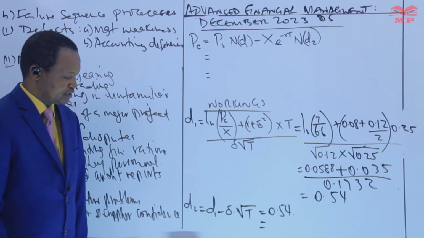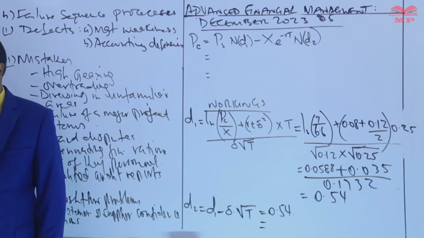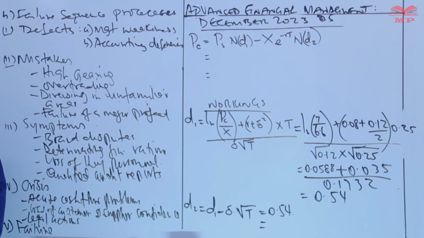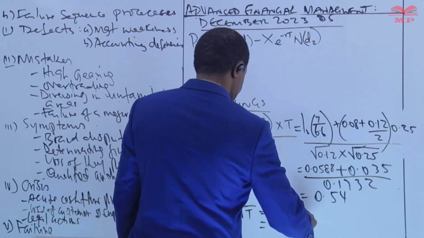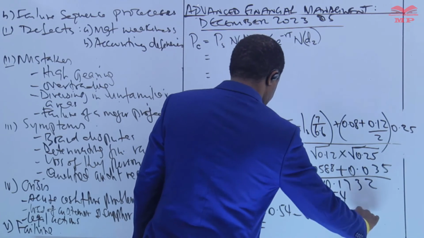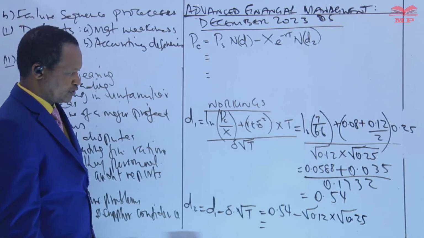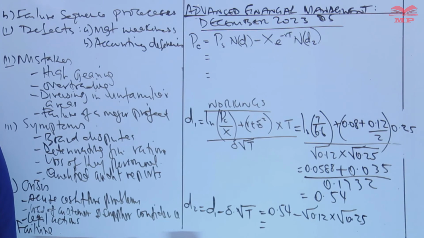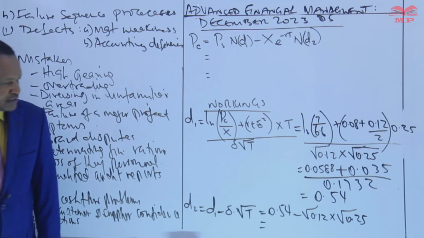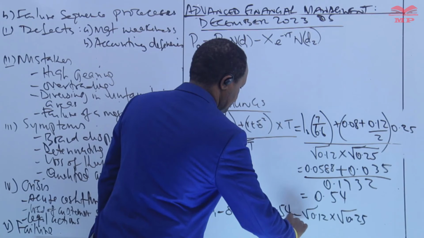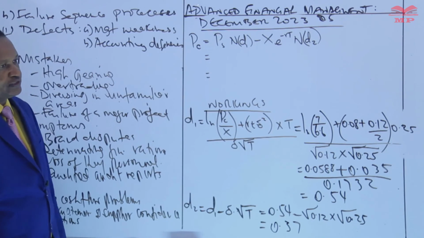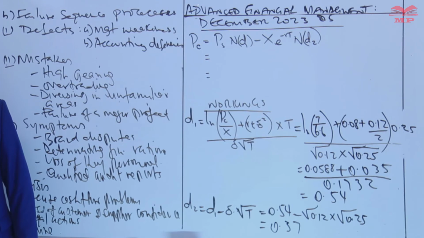So what is the D2? Kevin says 0.037. Is it equal to 0.037? 0.37. Now, do you have the tables?